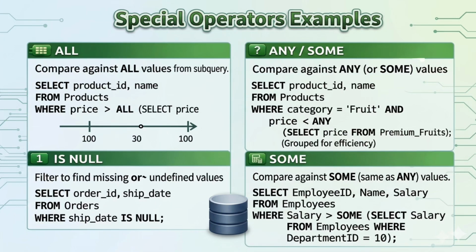Now, let's look at IS NULL. This is used to find missing or undefined values in a table. For instance, retrieving orders where the shipping date is not available.